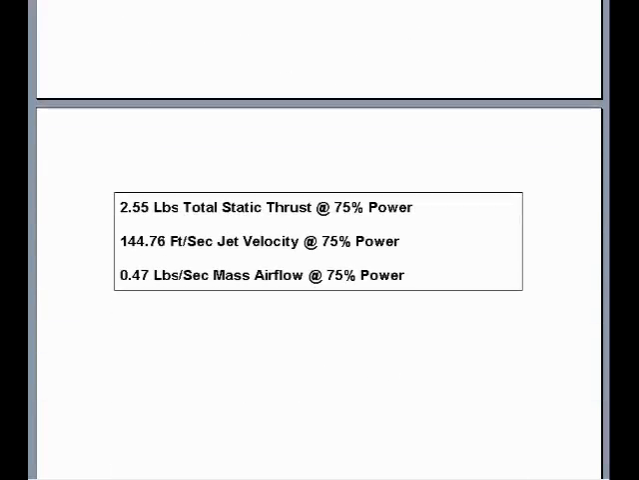So at 75% power, we have 2.55 pounds total static thrust, 144.76 feet per second jet velocity, and 0.47 pounds per second mass airflow.